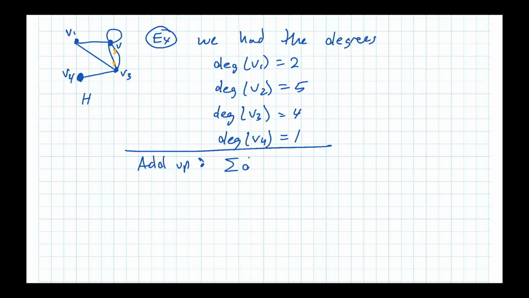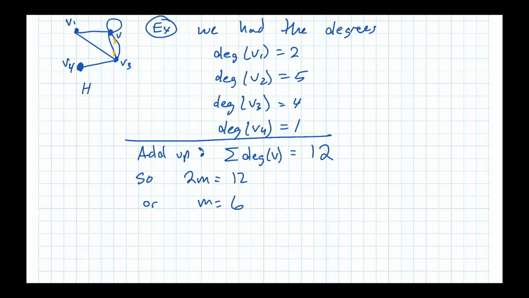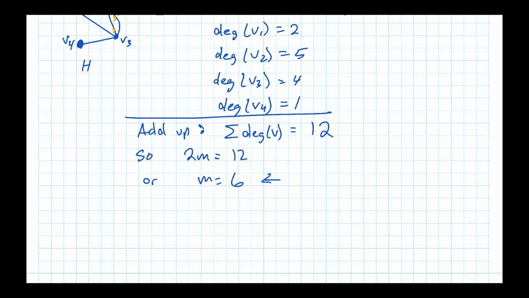So the sum of the degrees of V is going to be 2 plus 5 is 7, 7 plus 4 is 11, 11 plus 1 is 12. So you have 12, right? So that means 2m equals 12, or m equals 6. That's the number of edges, according to the theorem.